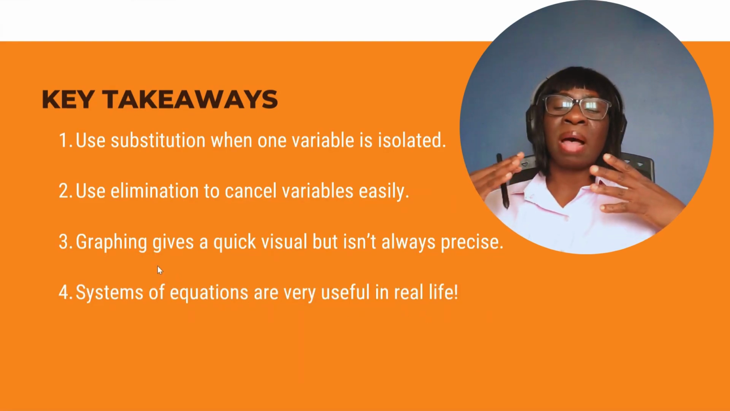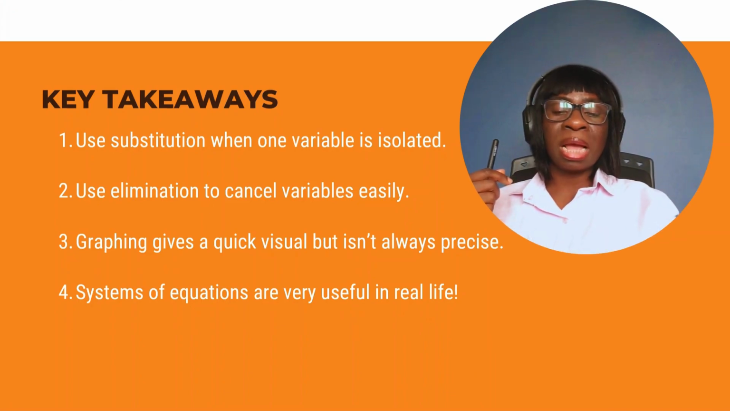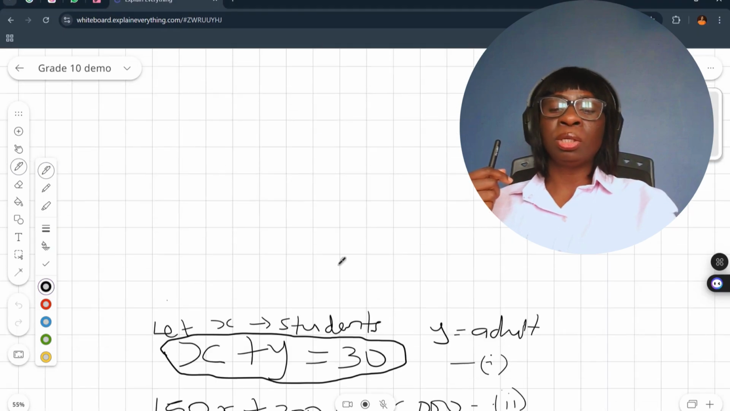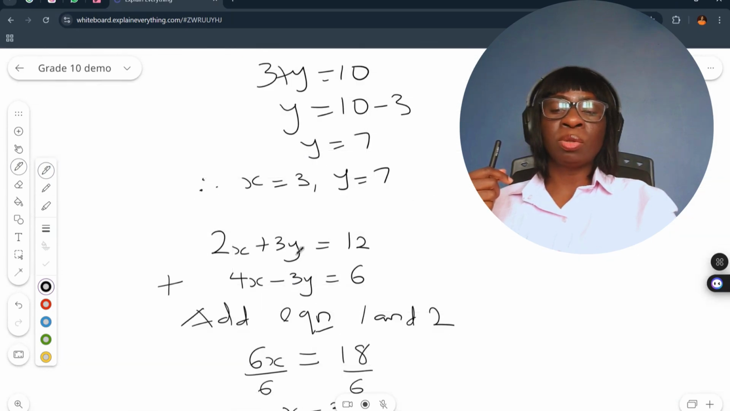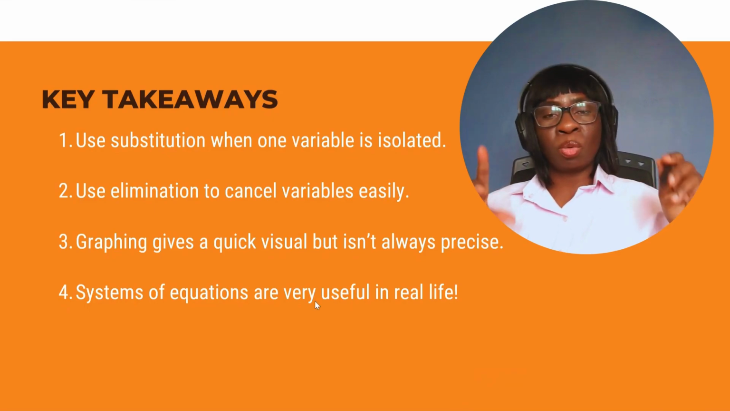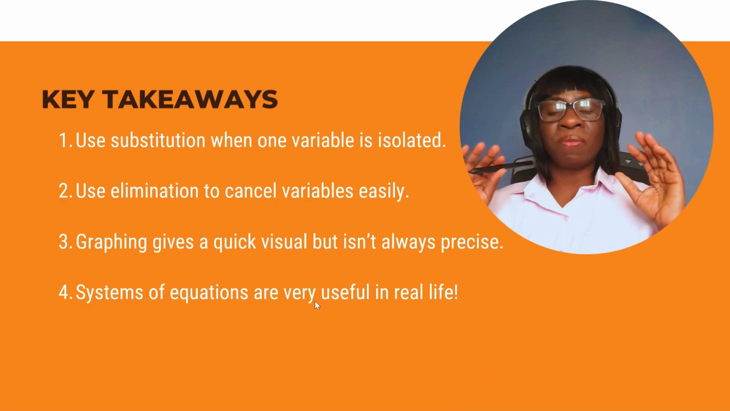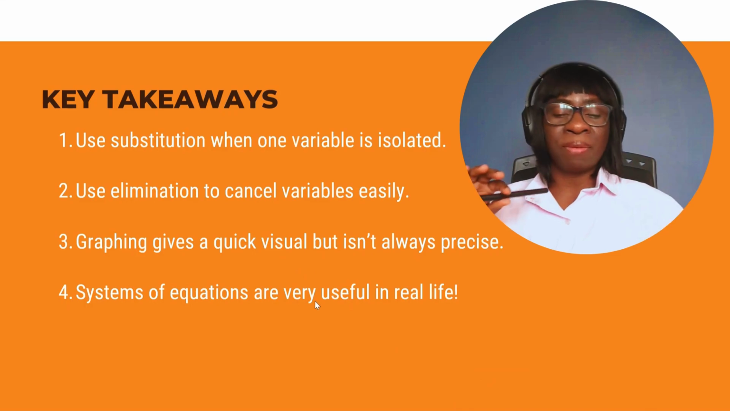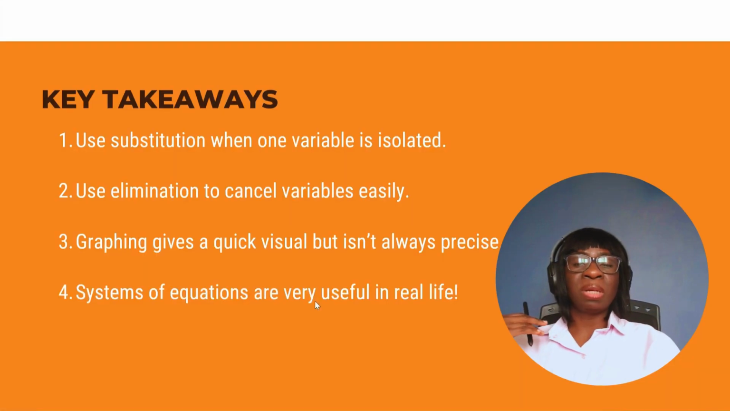And then you use elimination to cancel variables easily, just like we did here. We used the elimination method to cancel out y. And the third one is graphing gives a quick visual, but it is not always precise. And systems of equations are very useful in real life, just like we see in this word problem. This is a real world application. So systems of linear equations are very useful in real life.